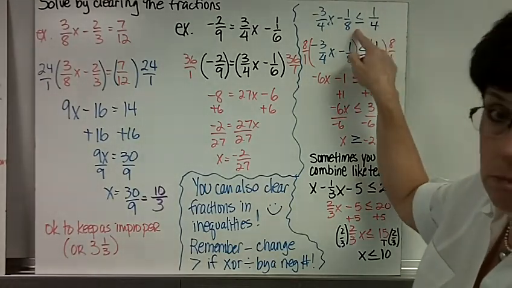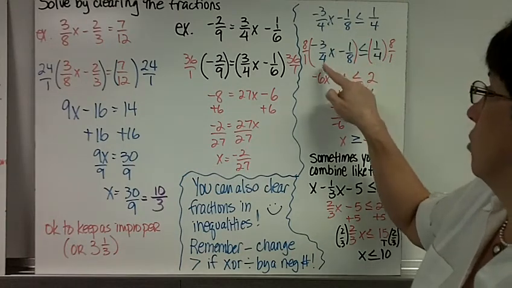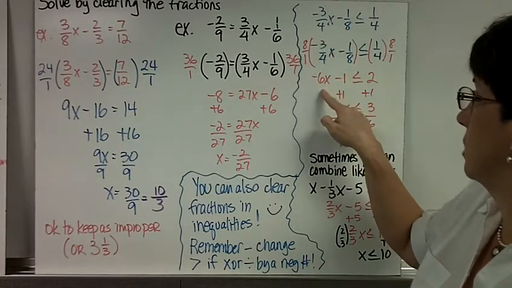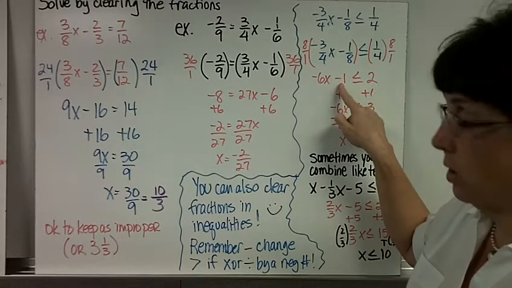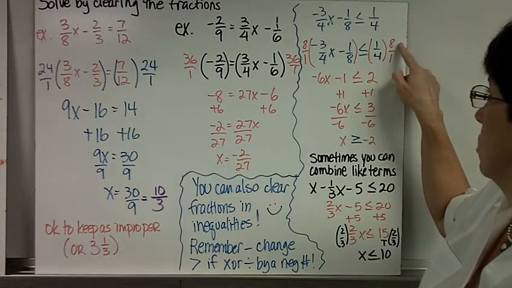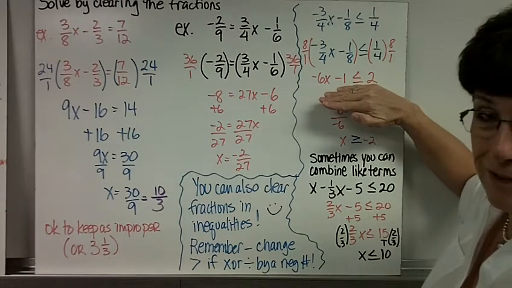Common denominator, 8. Multiply both sides of my inequality by 8. 4 goes into 8 twice. 2 times negative 3 is negative 6x. 8 goes into itself once. 1 times 1 is 1. Same inequality symbol carried down. 4 goes into 8 twice. 2 times 1 is 2. So here's my problem. That's a pretty nice problem.